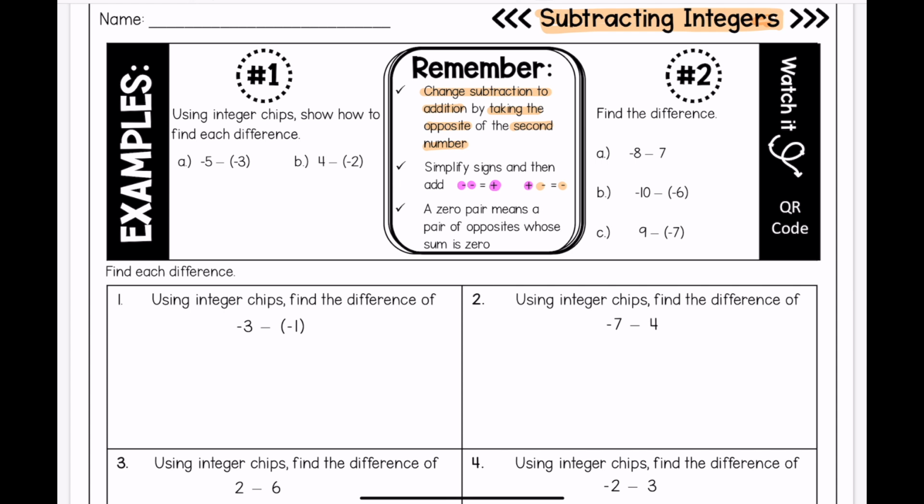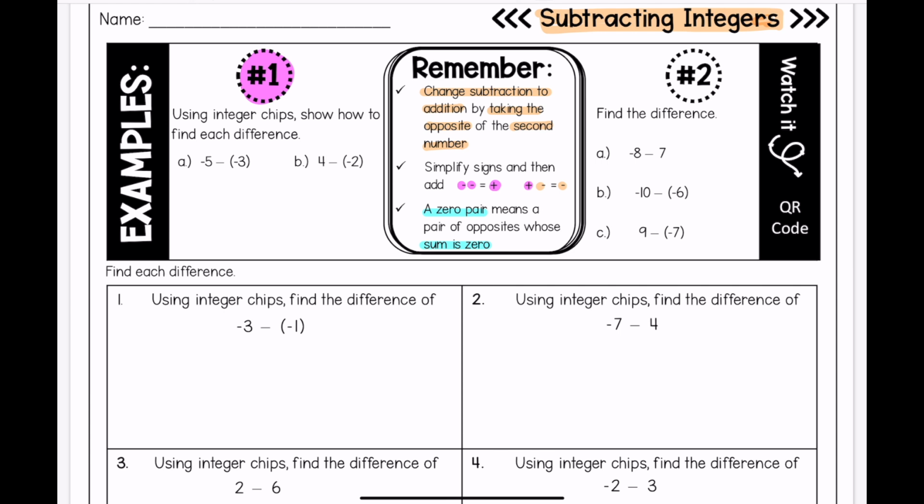Lastly, you need to remember that a zero pair means that you have a pair of opposites whose sum is zero. So let's jump over here to the first type of questions on the left, under number 1. We're going to use integer chips to show how to find the difference.